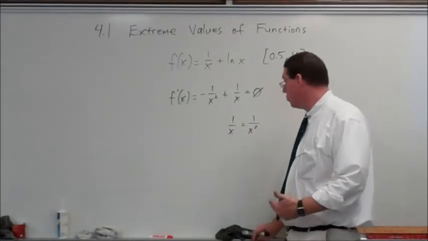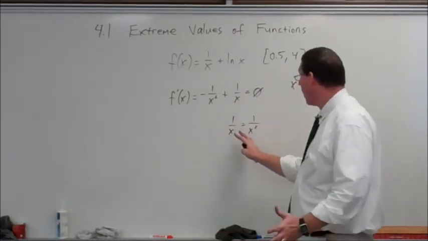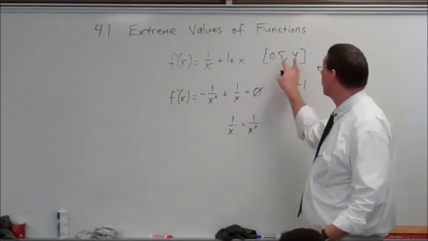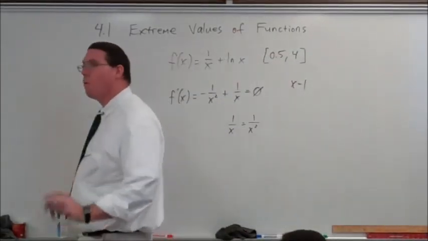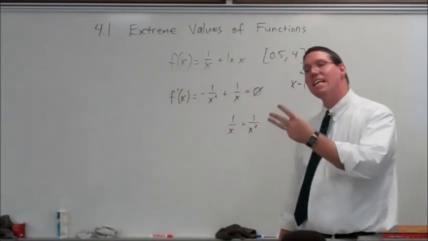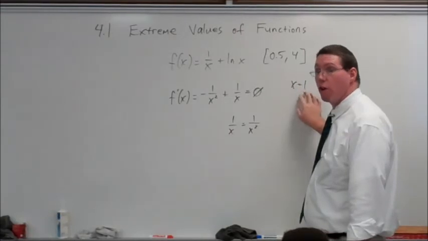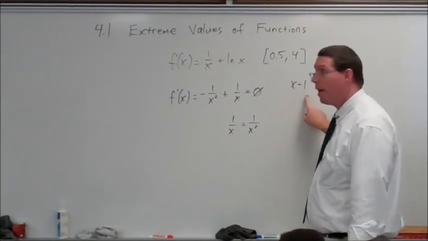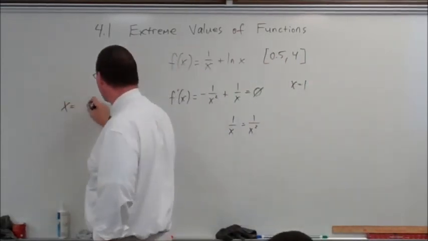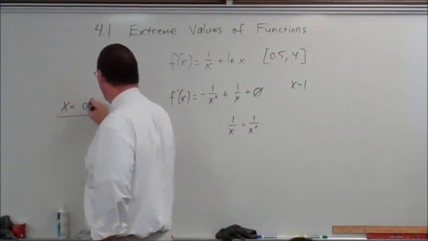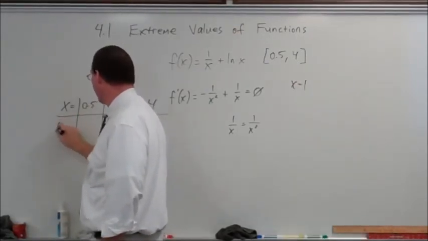So now I want to identify, do I have any places where it's not differentiable? 0, but that's not on the interval. Okay, so here's what I want to do. I have 3 what are called candidates for minimum and maximum. I have a critical number. This is called a critical point. I have a critical point, and I have 2 endpoints. And I'm going to make a table. X equals 0.5, 1, and 4. And this is going to be my f of x values.